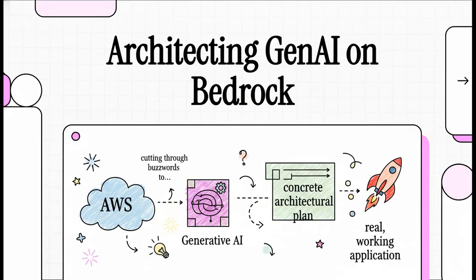Hey everyone, and welcome. We're all hearing the hype around generative AI, right? But how do you actually get from all that buzz to a real working application that runs on AWS? Well, today we're going to cut through all that noise and build a concrete architectural plan. Let's dive right in. So picture this.